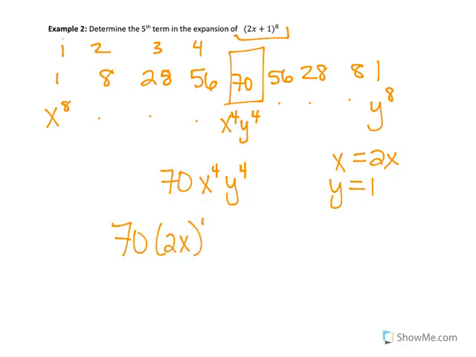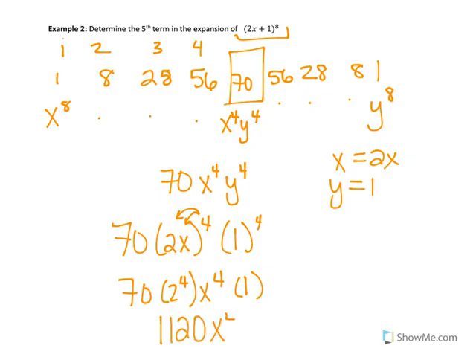So we have 70 times (2x) to the power of 4 and 1 to the power of 4. Don't forget to distribute that in. So we have 70 times 2 to the power of 4, x to the power of 4, and 1 to the power of 4 is 1. It does not change. So 70 times 2 to the power of 4 is 70 times 16, which is 1,120, and then x to the power of 4. So that is my fifth term. Or you can use that formula, but I'm not going to do that. If you want to do that, you go for it.